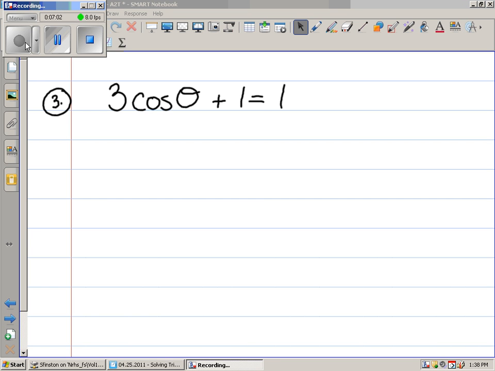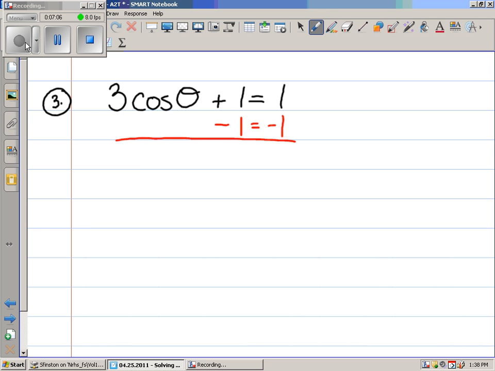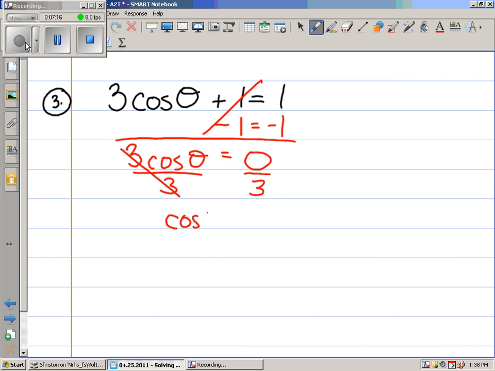It all proceeds the same way, and you get partial credit for showing your work. We're subtracting 1 from both sides. 3 cos theta equals 0. We're going to divide both sides by 3, and you get cos theta equals 0. When does the cosine of theta equal 0? And how did you find that out, Wayne?